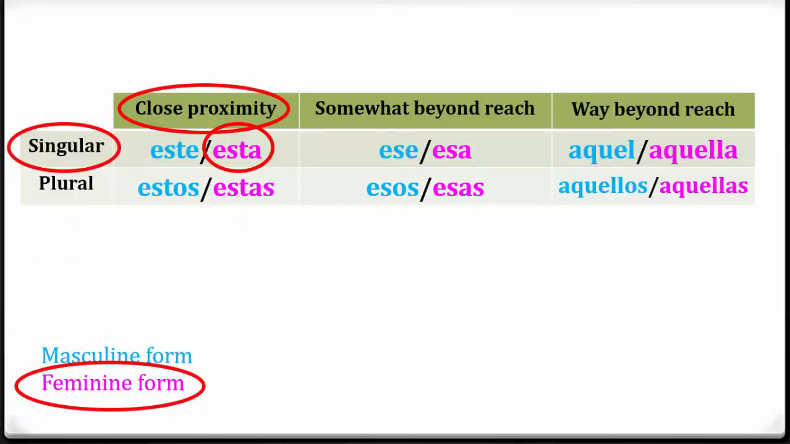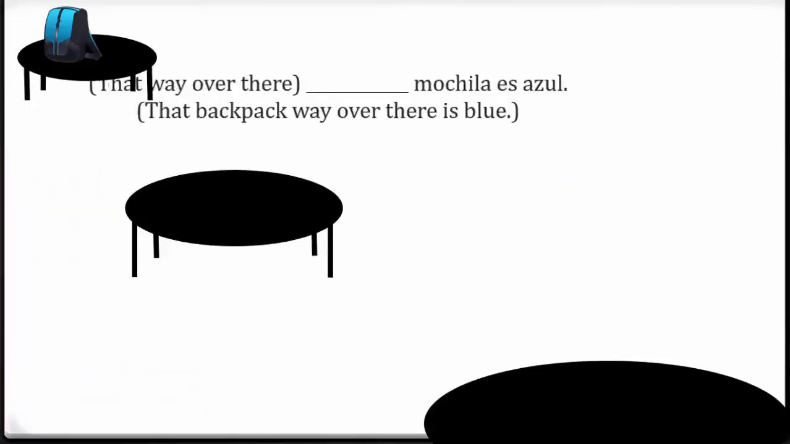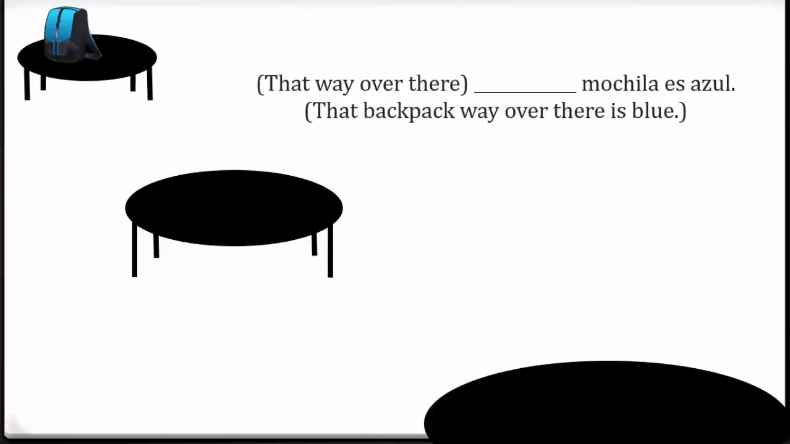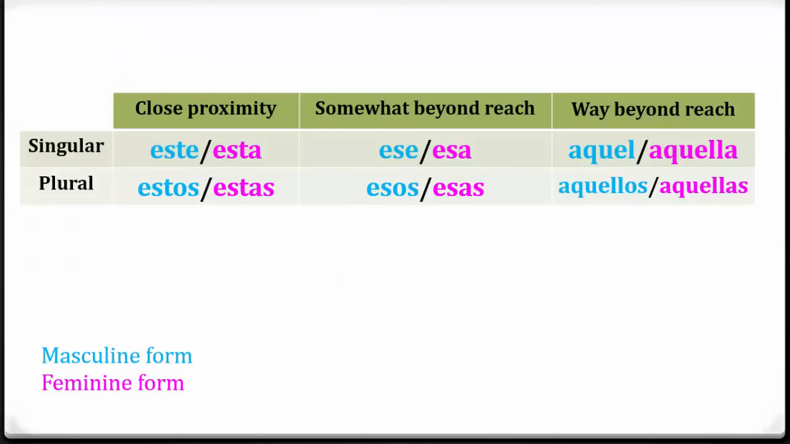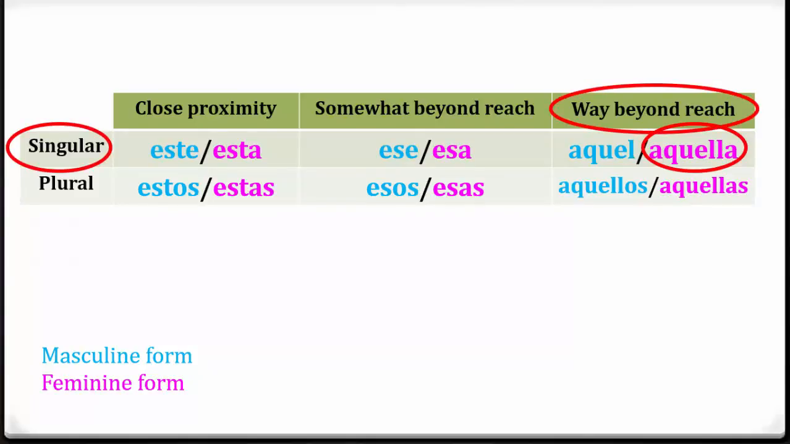Let's take a look at another question. Given the context here, what demonstrative would be needed? The correct answer would be aquella. Out of all of our demonstrative options in Spanish, aquella matches all 3 criteria of being singular, at the farthest distance from the speaker, and matches the feminine gender of the noun, mochila, or backpack.